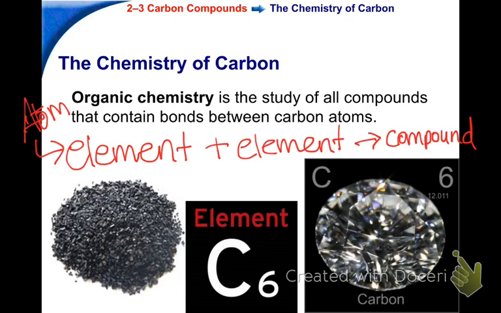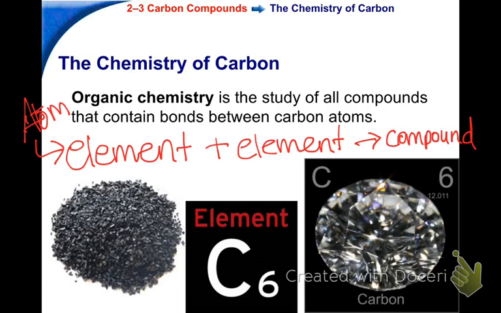So atoms make up elements. All matter is composed of atoms, the smallest unit of matter. If you have a bunch of the same type of atom together, that's going to be an element. And when you put two or more elements together and chemically bond them to each other, that's a compound. Now, what are the two ways that we can chemically connect them to each other? Ionic bonds or covalent bonds. So they can either transfer electrons or they can share electrons.